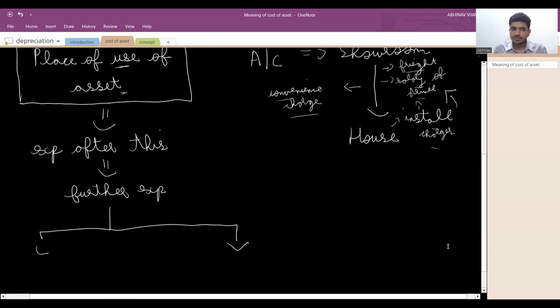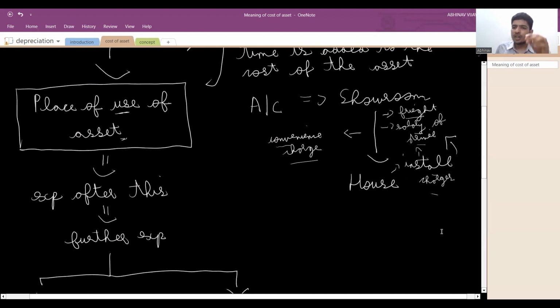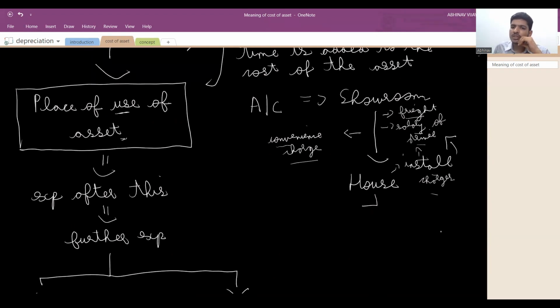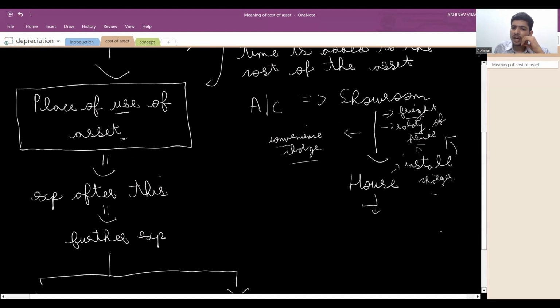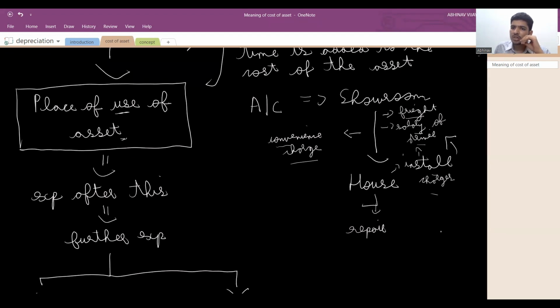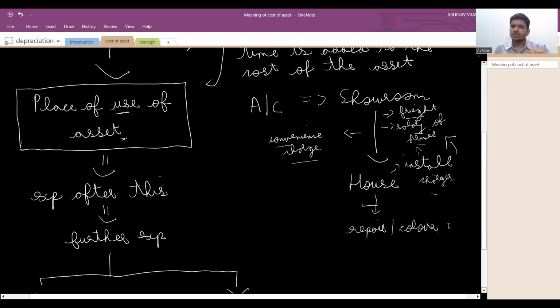Now, second, say that after you bring the AC to your house, there are many expenses, like maybe repair expenses, or you want to change the color of the AC, hypothetically. So there are lots of expenses. Should that also be included in the cost of the AC? Because the earlier costs are incurred one time before the AC gets installed. But repair can be done anytime, right?